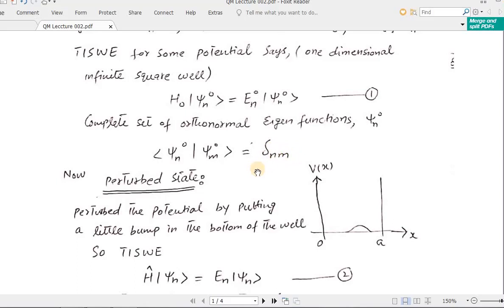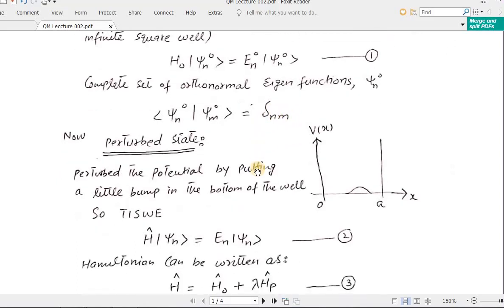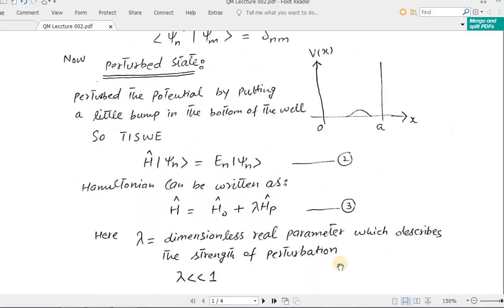Now, we perturb the system by some means as shown in the figure. We perturb the infinite potential well by putting a little bump in the bottom of the well. So, the time-independent Schrödinger wave equation can be written as H psi n is equal to E n psi n. For the perturbed state, the Hamiltonian of a system can be written as a combination of the unperturbed and the perturbed part: H naught plus lambda times Hp. Here I introduced a dimensionless parameter lambda which describes the strength of perturbation. Here lambda is very much less than 1.